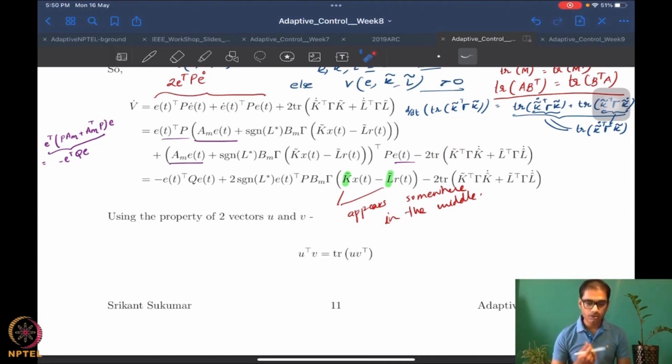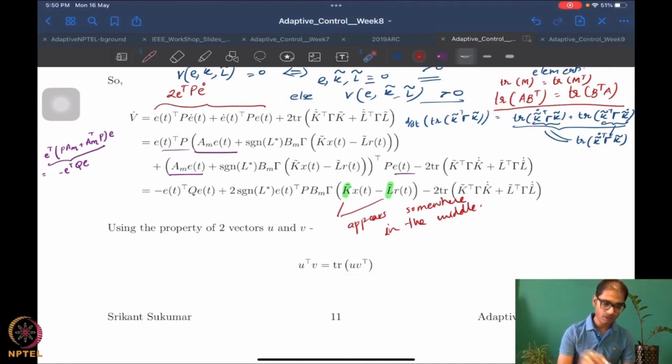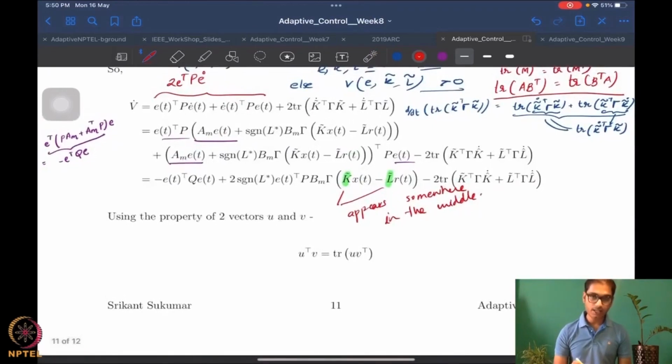Now what do we do? Well, we use nice tricks from the trace properties. Okay, so this is where we see another trace property. So we already know that trace of M is trace of M transpose and trace of AB transpose is trace of B transpose. In fact, from these two I can derive this. Okay, so here we are saying that trace of U transpose V, where both U and V are vectors, right, is the same as trace of UV transpose.